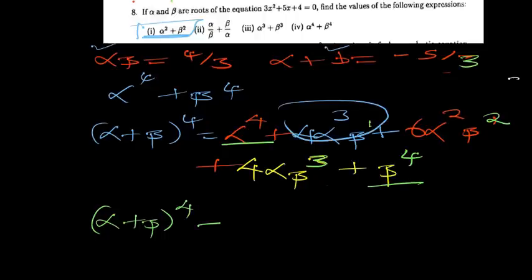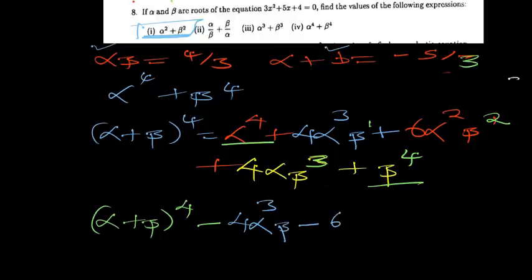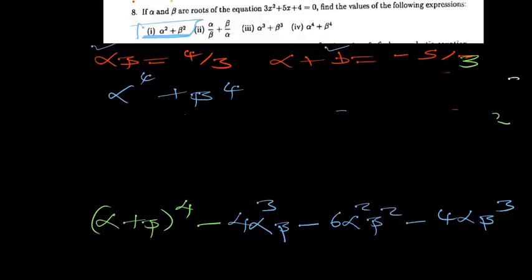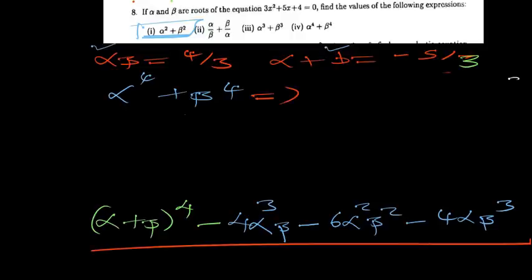This part, 4 alpha cubed beta, minus 6 alpha squared beta squared, and then minus 4 alpha beta cubed. So we've removed all the other three terms, and everything else remains there as our interest, which is of course this part. So this is now equal to that.